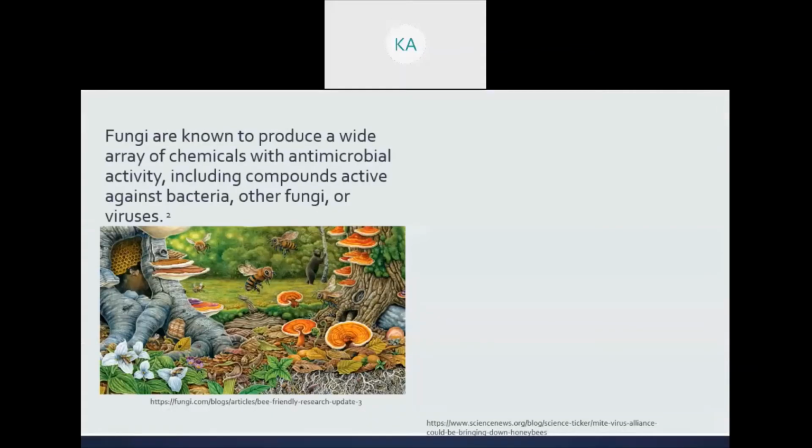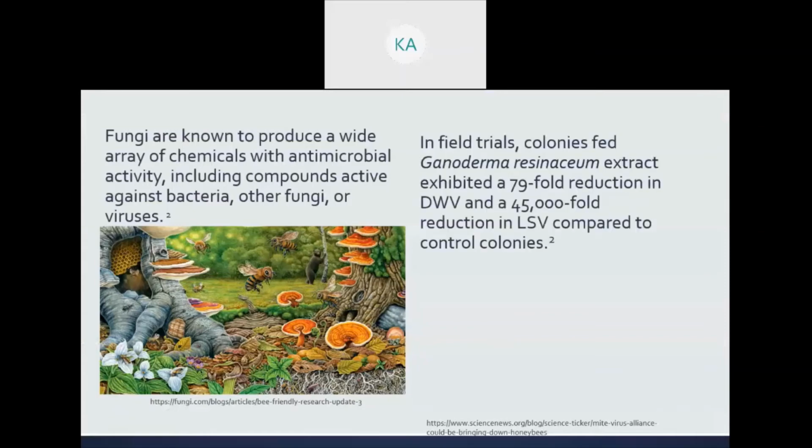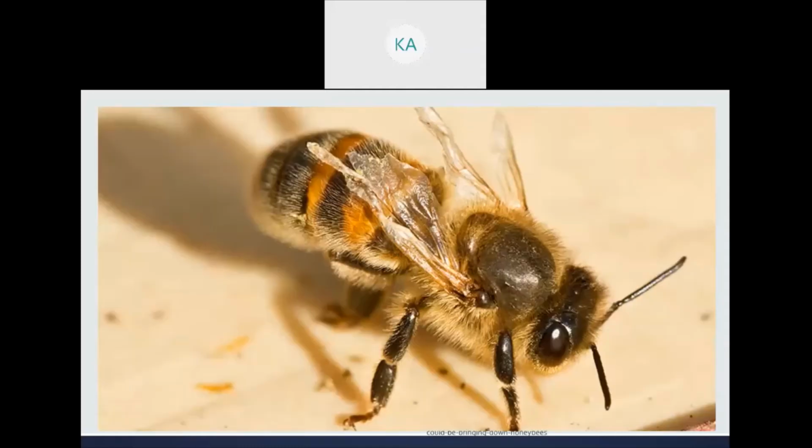Fungi are known to produce a wide array of chemicals with antimicrobial activity, including compounds active against bacteria, other fungi, and even viruses. In field trials, colonies that were fed Ganoderma extract exhibited a 79-fold reduction in deformed wing virus and a 45,000-fold reduction in Lake Sinai virus. Here's a photo of a bee that has deformed wing virus. The virus drastically decreases the longevity of an infected bee and can lead to colony collapse disorder. This virus was first noted in honeybees but has now been found in over 64 species of insects, including solitary bees.